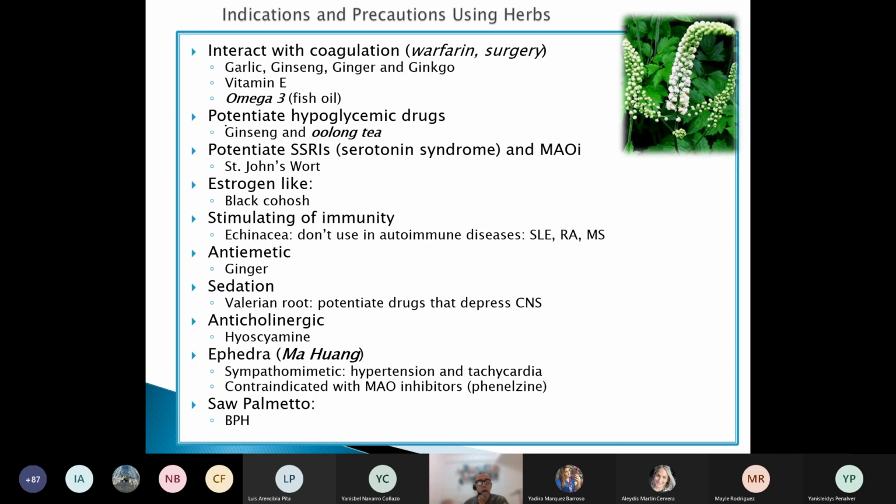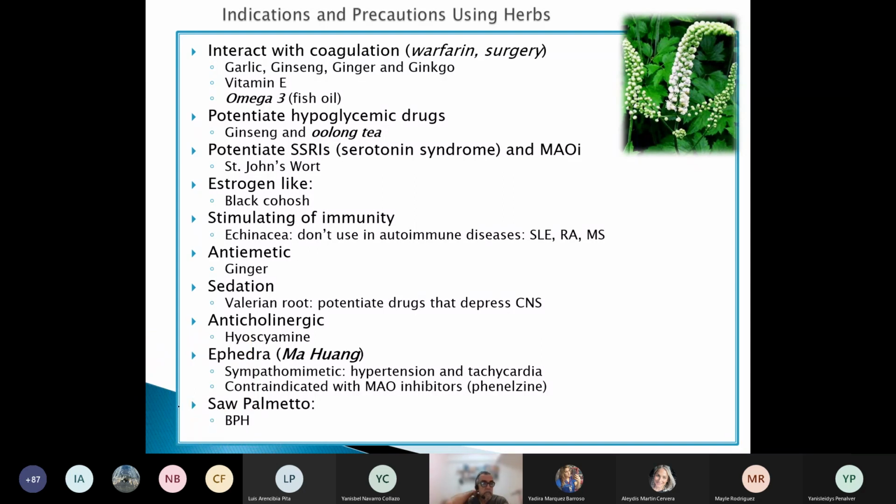Drugs, herbals that potentiate hypoglycemic drugs. The ginseng and oolong tea. This is frequently in NCLEX. Okay, oolong tea is a tea frequently consumed by Asians that lowers a little the blood sugar. So they use that a lot for diabetes. Okay, so when they are diagnosed with diabetes, they use to drink oolong tea.